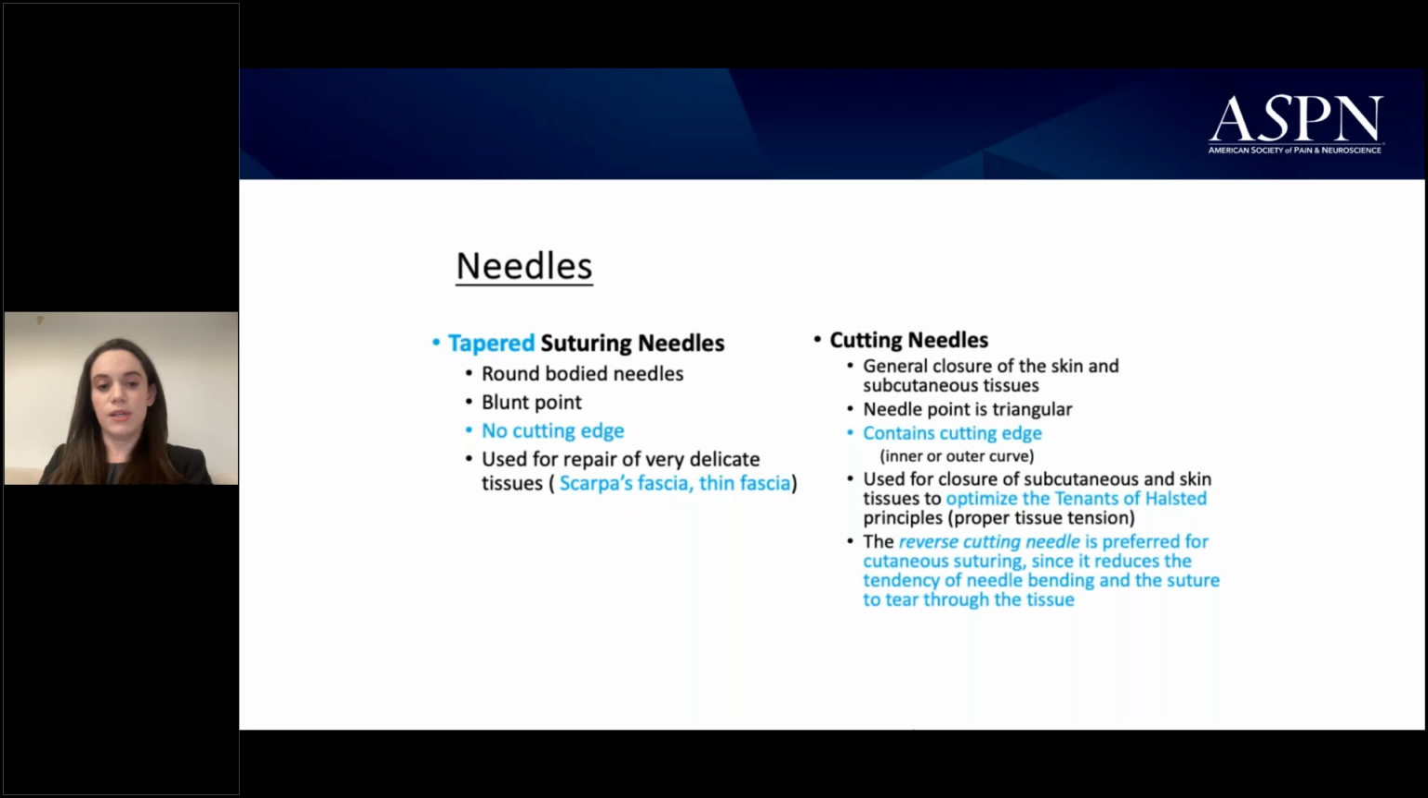Needles also come in both tapered and cutting varieties. Tapered needles are blunt. They're used for delicate tissue like Scarpa's fascia. And cutting needles have a cutting edge and are often used for closing sub-Q and skin because it allows for proper tissue tension. There's additionally a reverse cutting needle, and this is preferred for cutaneous suturing because it reduces suture tearing through the skin and needle bending.